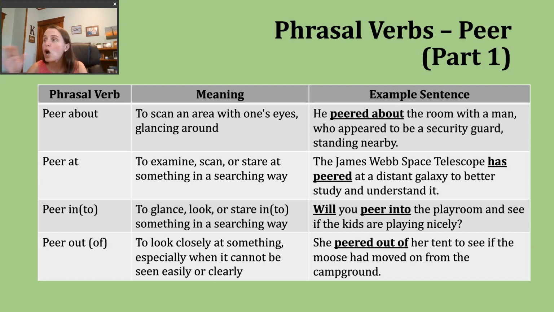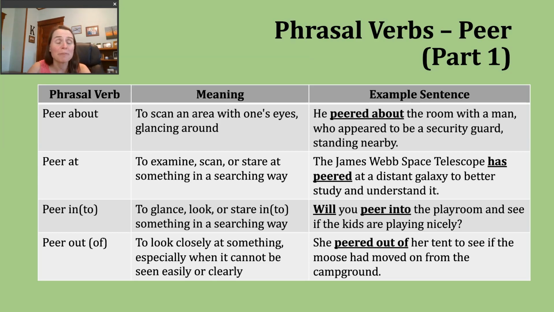Generally, when we use this, we're talking about scanning an area, scanning some place with our eyes. Another way some people will talk about it is glancing around. So you're not really fixated on just one thing, right? But your eyes are moving over a space. An example of this might be: he peered about the room with a man who appeared to be a security guard standing nearby. So here's an example of simple past tense. We're talking about a completed action, right? Kind of describing what someone did.